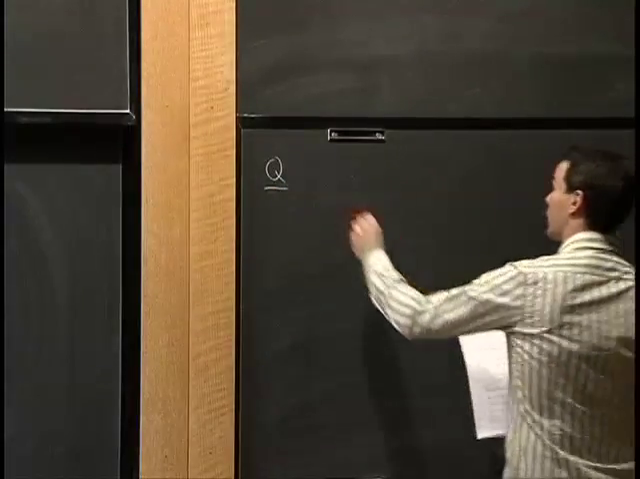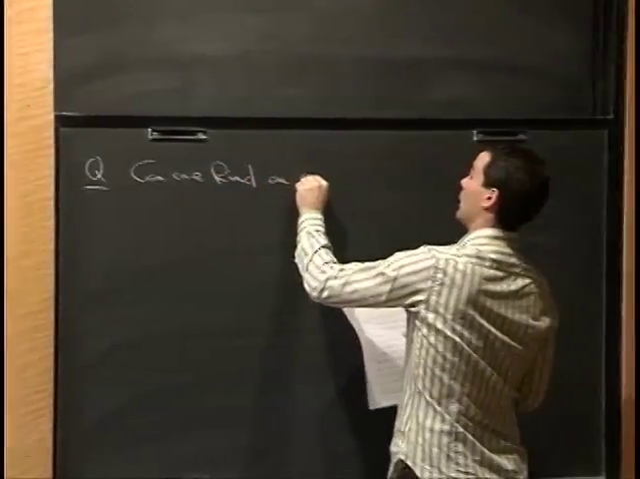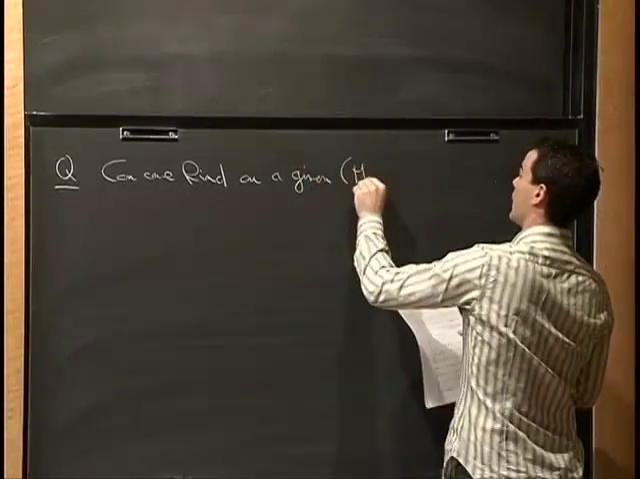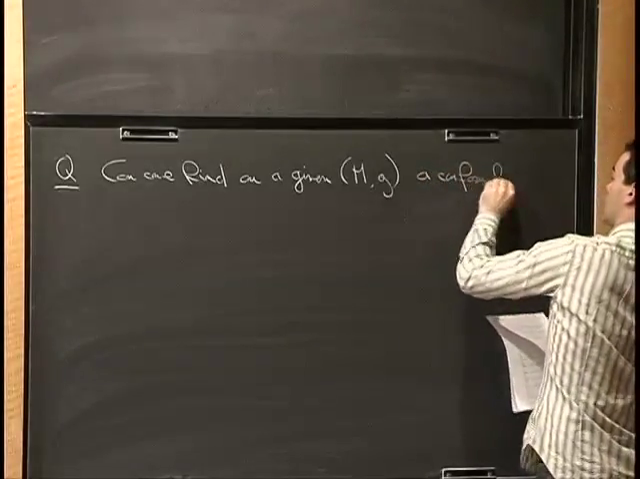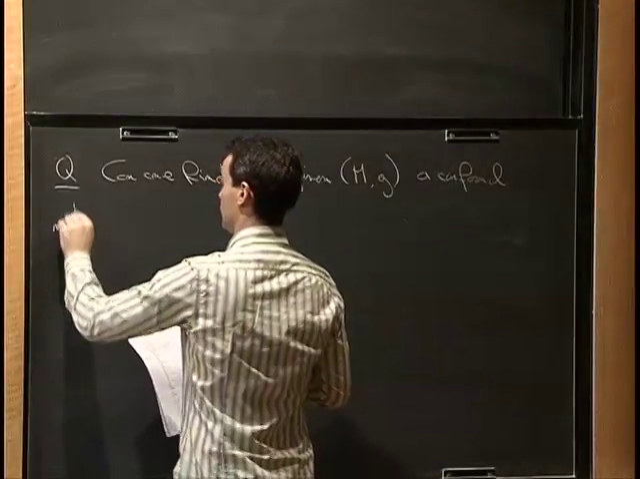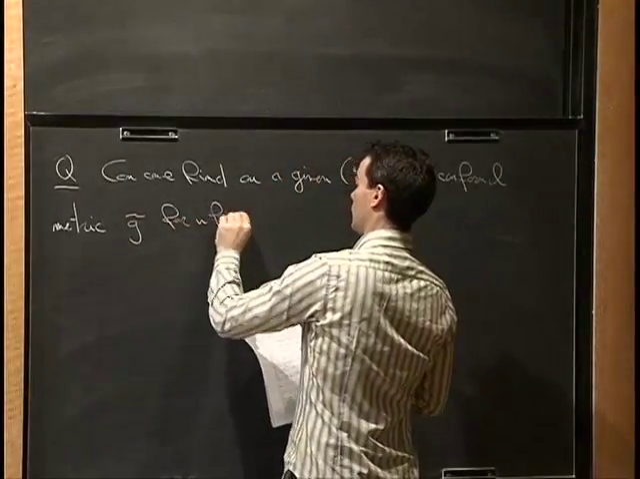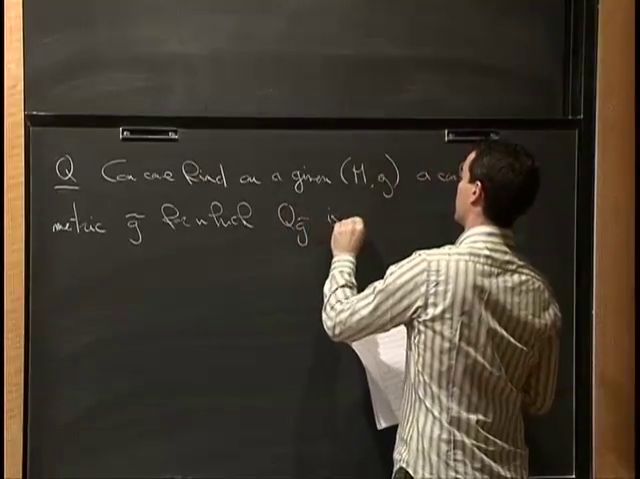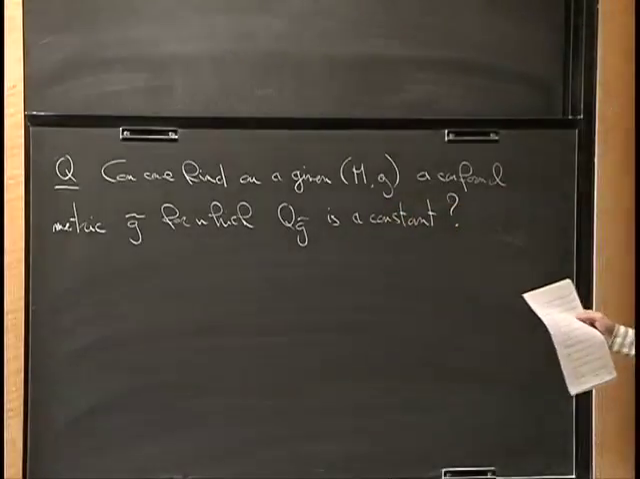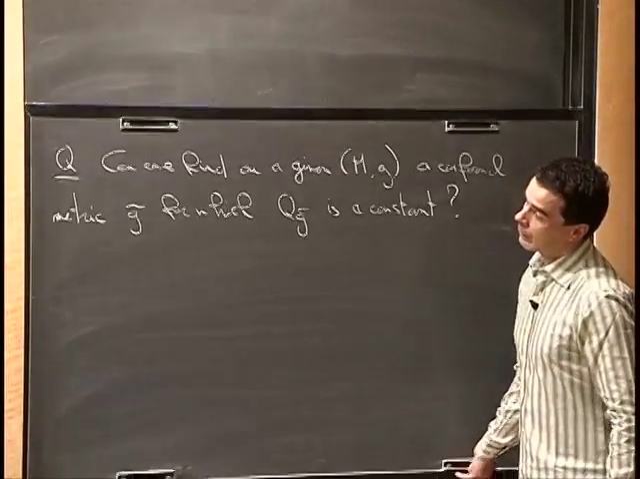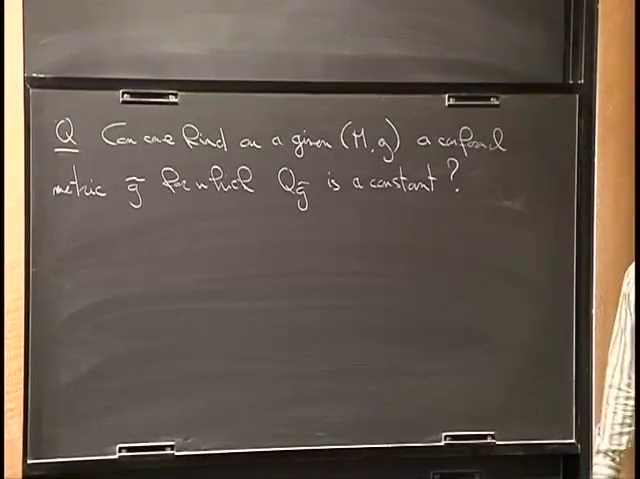So in particular, the question I will address: can one find, on a given four manifold M with metric g, a conformal metric g tilde for which Q of g tilde is a constant? I will discuss first the situation in 4D. Next week, if there is time, I will also mention the problem in higher dimension.